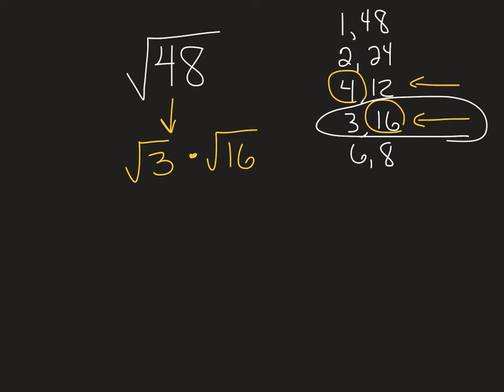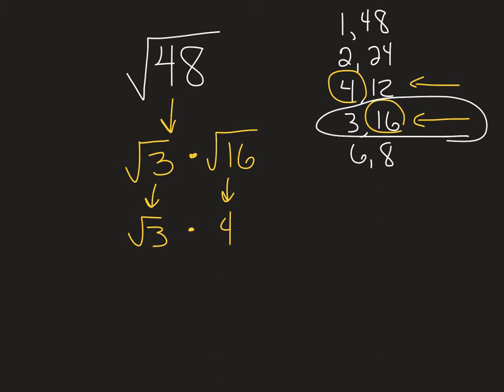Okay, now, do I know what the square root of 3 is? I don't know anything about that. But I do know what the square root of 16 is. The square root of 16 is 4. I don't know anything about the square root of 3, so I'm going to leave that as the square root of 3, because there's no number that I'm going to multiply by itself to give me 3.